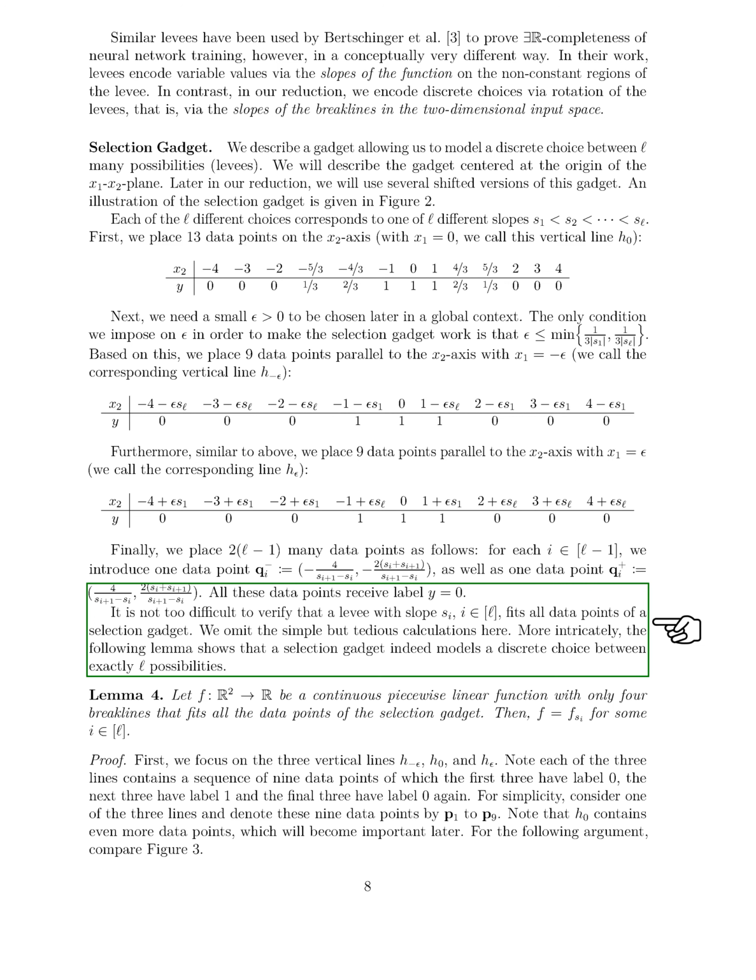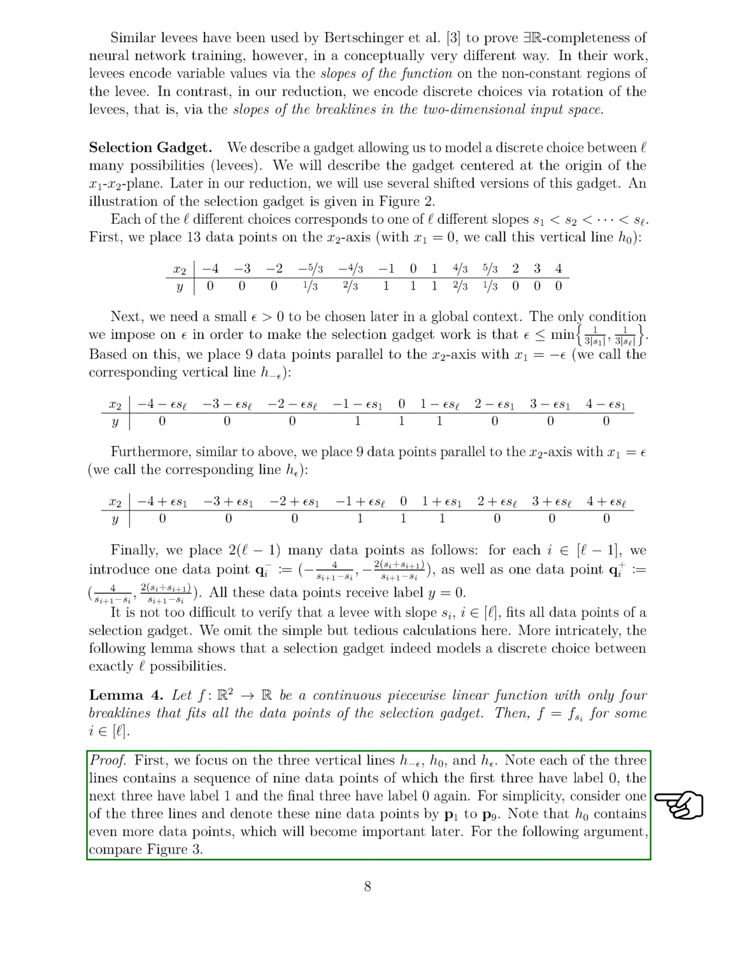If we have a piecewise linear function that fits all the data points of the selection gadget, then that function corresponds to one of the options. To prove this, we first look at the three vertical lines h, epsilon, h0, and h, epsilon. Each of these lines contains a sequence of 9 data points, with the first 3 labeled 0, the next 3 labeled 1, and the final 3 labeled 0 again. For simplicity, let's consider one of these lines and label these 9 data points from P1 to P9. The line h0 actually contains more data points, which will be important later.